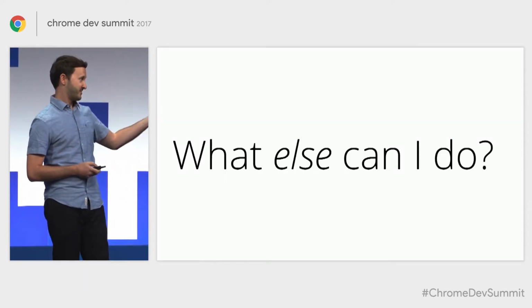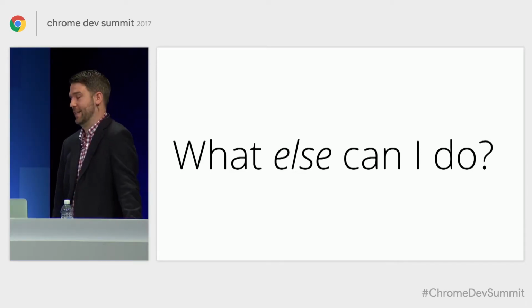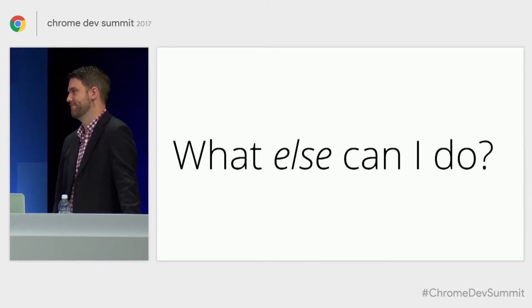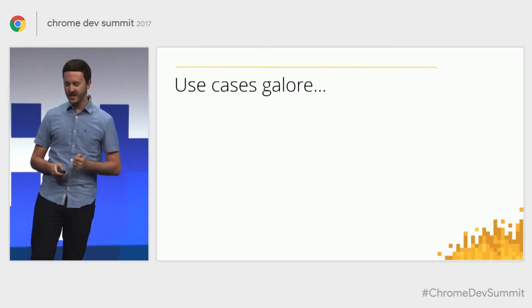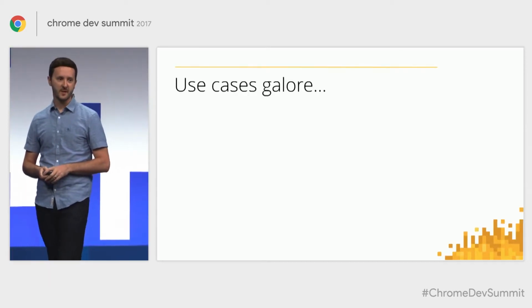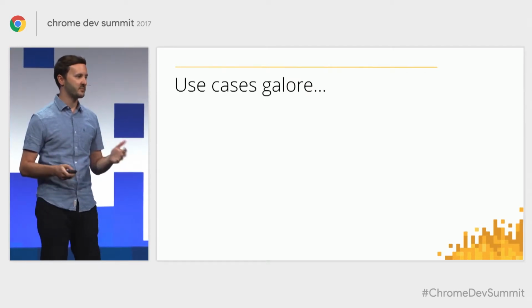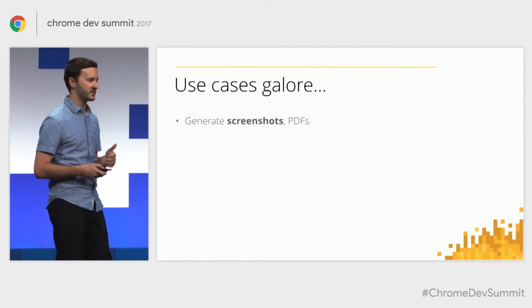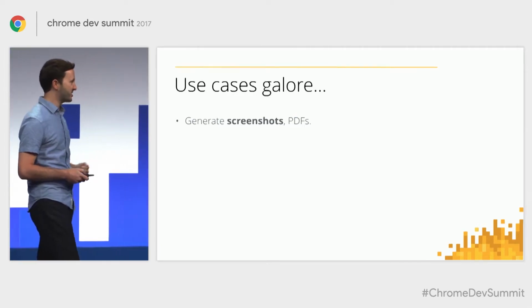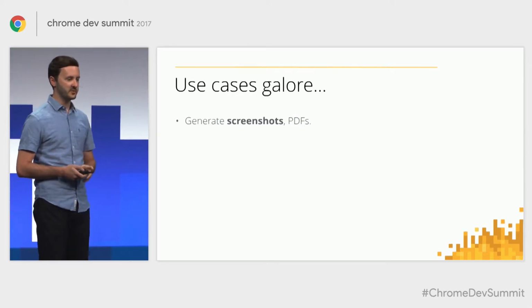You're not impressed? Just screenshots? Not very cool? I need more. You need more. I have more. So what else can you do? Well, there are actually really interesting use cases when we have headless browsing and libraries like Puppeteer. It's not just about testing. It's about automation. It's about use cases. So you can generate screenshots. You can create PDFs. That's pretty cool and useful.